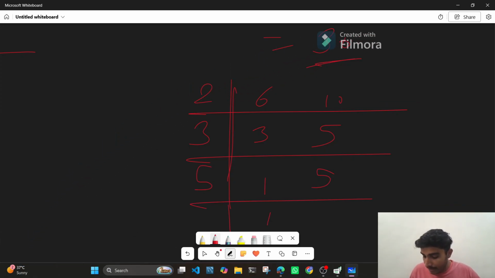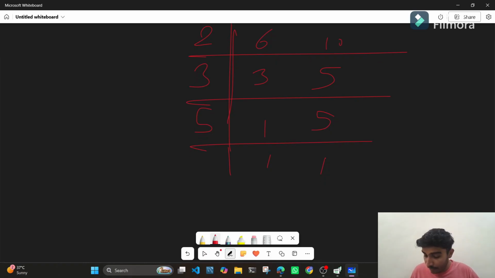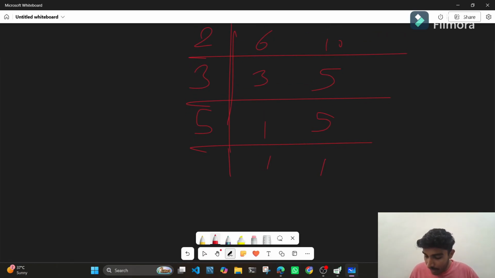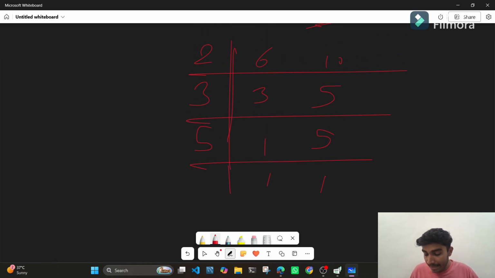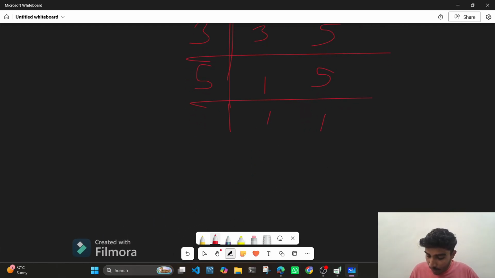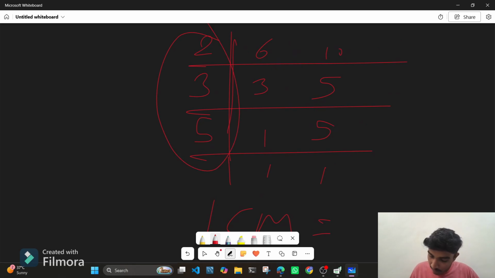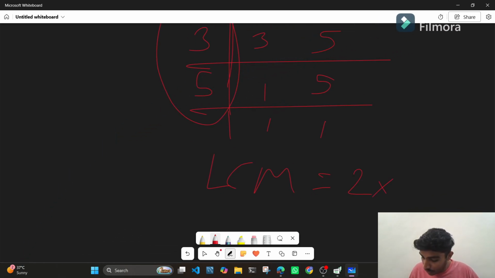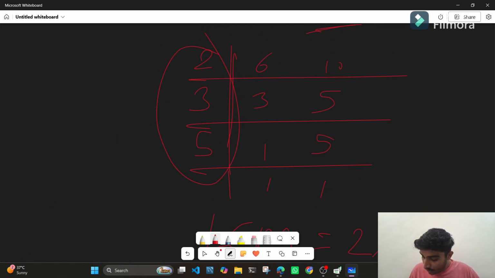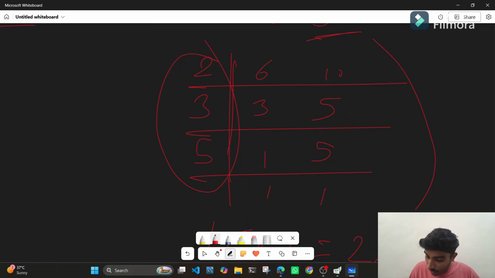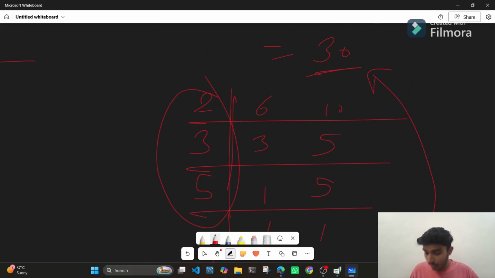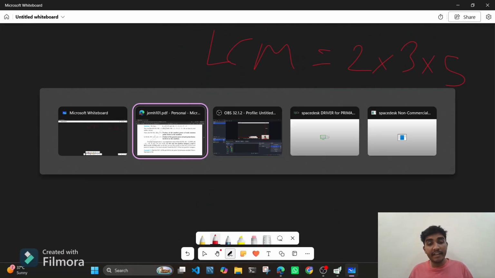This one will come as it is, and this 5 and the 5. So now we got the remainder. We have exactly divided the numbers. For LCM, we just need to take the product of these numbers, that is 2 into 3 into 5, which is equal to 30. So this is how we find HCF and LCM.